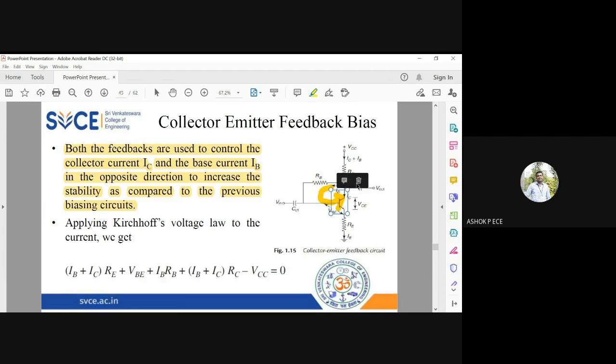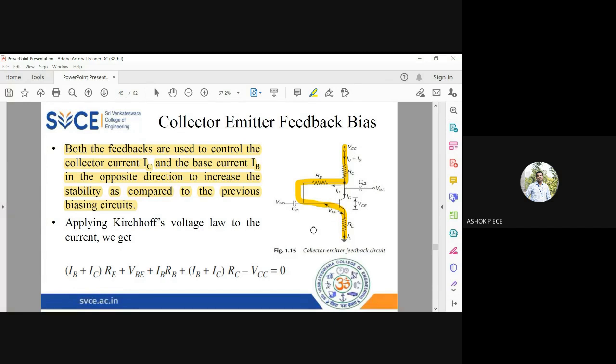To analyze the stability factor of this circuit, we are going to apply Kirchhoff's voltage law. I'm going to take this complete path on the base side and apply Kirchhoff's voltage law. You can see there are two voltages involved, VCC and VBE, and I told you VBE will always oppose VCC. The effective voltage is VCC minus VBE.